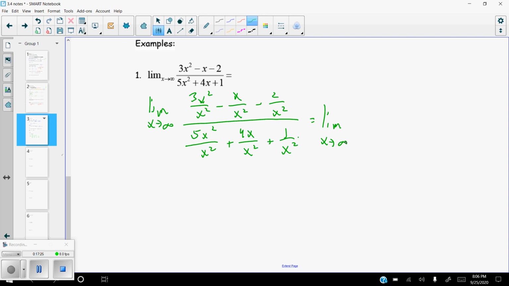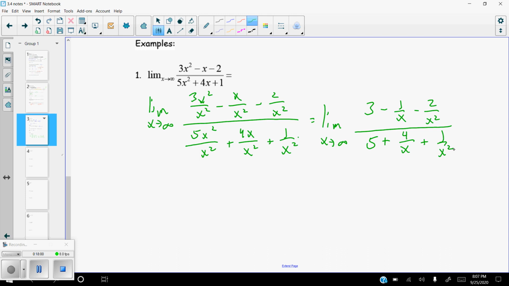So 3x squared divided by x squared simplifies to 3. X divided by x squared simplifies to 1 over x. And then 2 over x squared is just 2 over x squared. Divided by 5x squared divided by x squared is 5. 4x divided by x squared is 4 over x. And then 1 over x squared is just 1 over x squared. Now we can actually go ahead and use our limit laws and our theorems that we just said above.